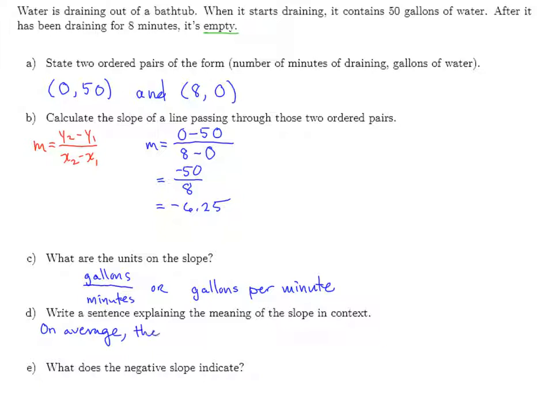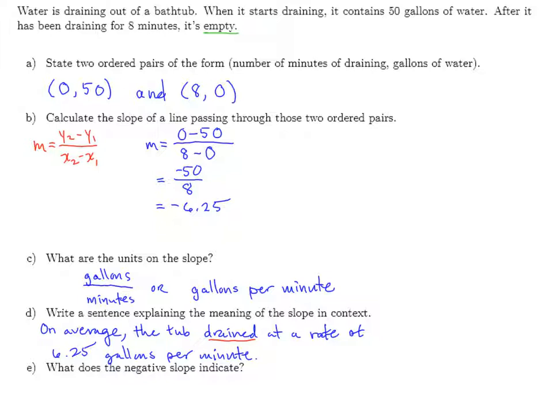the tub drained at a rate of 6.25 gallons per minute. And again, I used 6.25. This drained is telling me that it's going down.